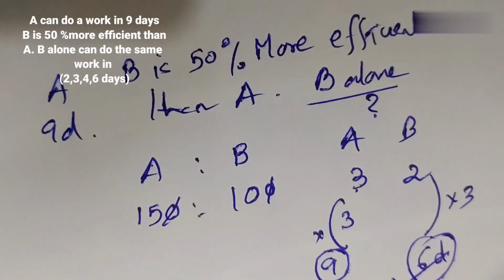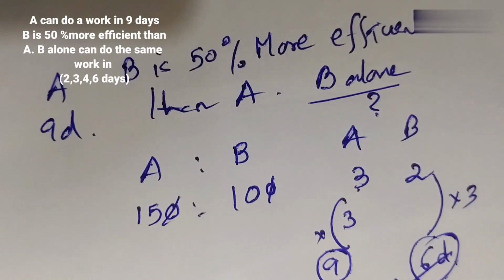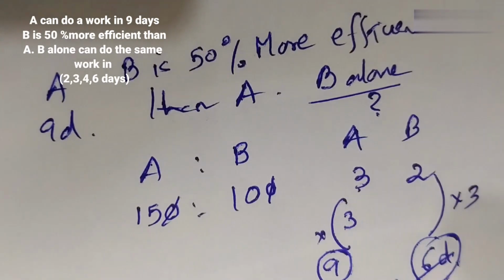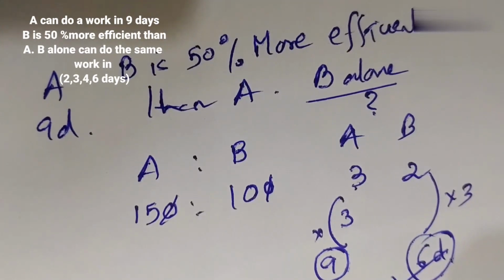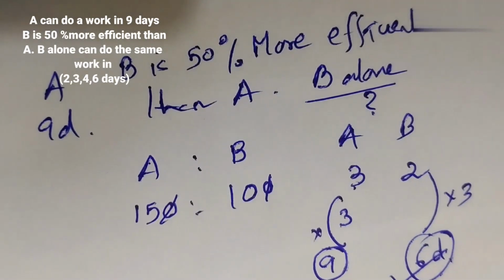B alone can do the work in 6 days because A ratio is 2, 2 into 3 will get 6. In the same way, A ratio is 3, 3 into 3 is 9. We have to multiply into 3 on both. This is the trick, my dear students, to find the answer. Let us go to one more question of the same type.